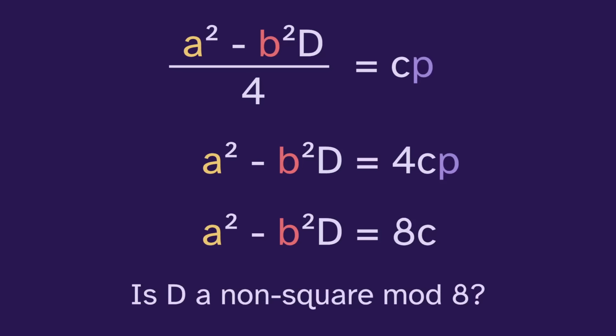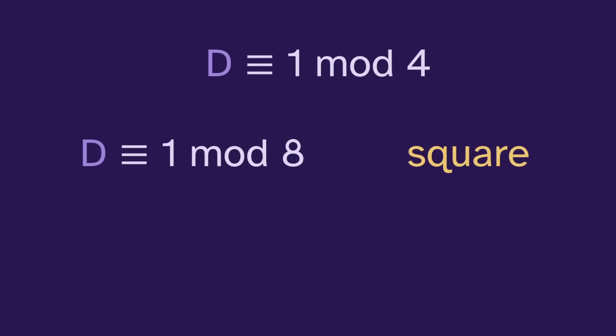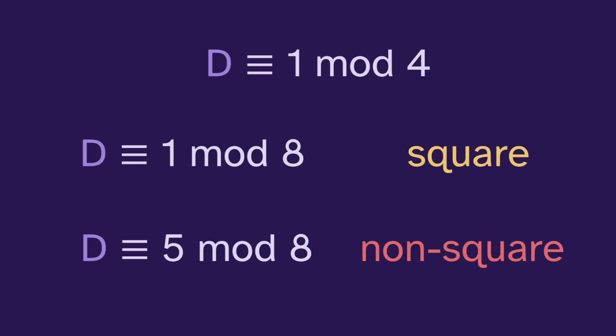And so the question becomes, is d a non-square mod 8? Now this situation occurs when d is 1 mod 4, and there's two options. Either d is 1 mod 8, which is a square, or d is 5 mod 8, which is a non-square. And this is the case that gives us an exception. If d is 5 mod 8, it's a non-square, and 2 is a prime.